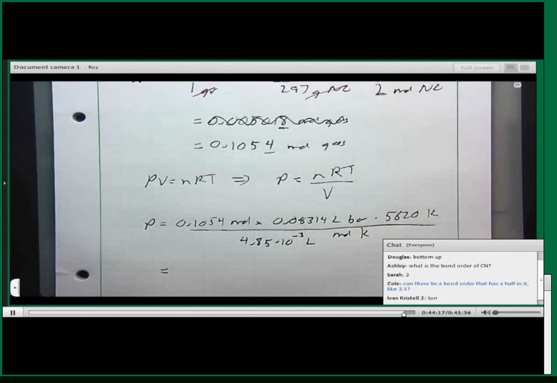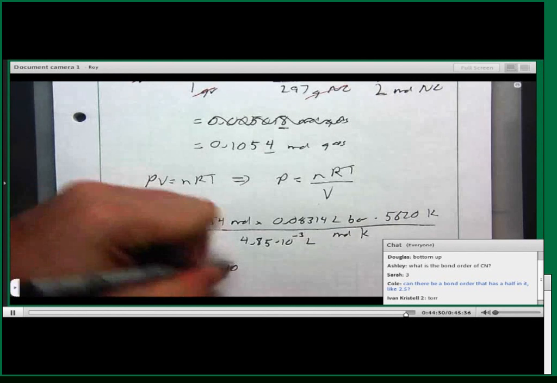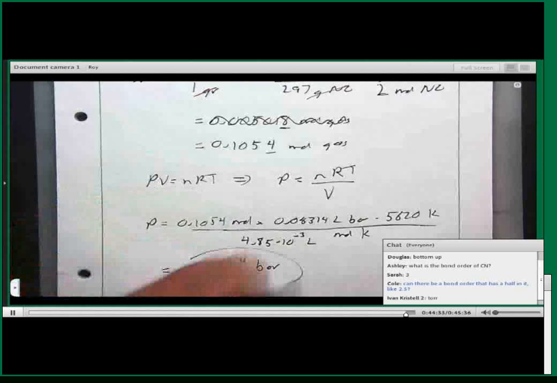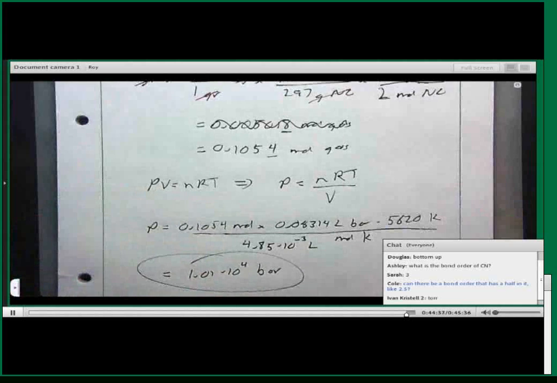So the value you get is 10,000 bar, which is effectively 10,000 atmospheres. So you get 1.01 times 10 to the 4 bar as a pressure. Okay, so the pressure inside of those cartridges is immense, and ultimately that energy stored as increased pressure is what drives the bullet forward.